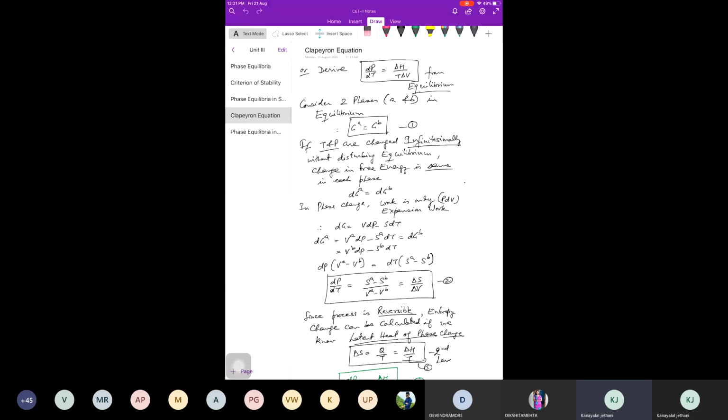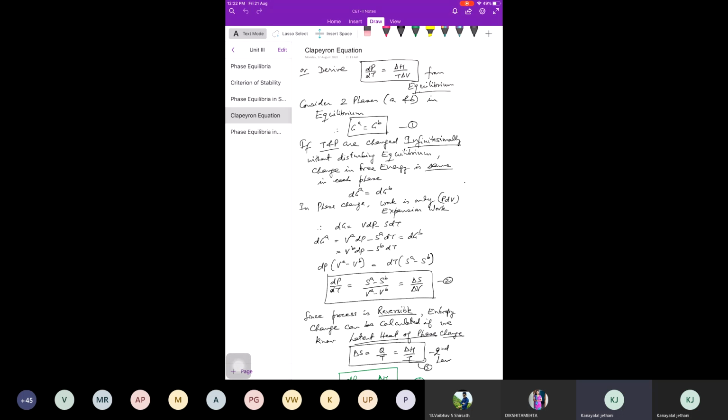So equation 2 is dP by dT, that is change of pressure with temperature, is equal to delta S by delta V. So change in entropy by change in volume. Now the process is reversible. Entropy change can be calculated with latent heat of vaporization, whatever. Because we have seen this for phase change, dS is equal to dQ by T, or latent heat upon temperature.